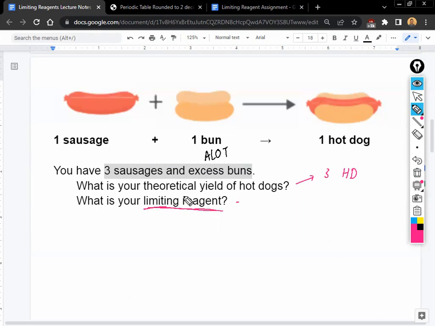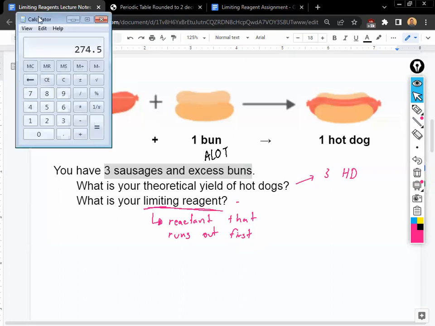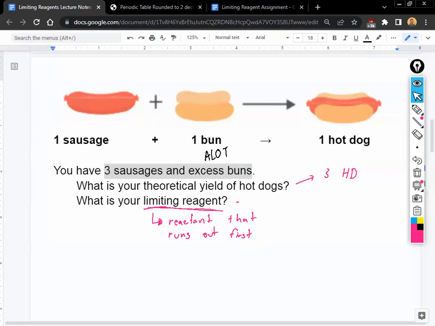So we're going to be talking about what the limiting reagent is. Make sure you write this definition down: limiting reagents are the reactants that run out first. Whatever reactant runs out first is going to be your limiting reagent. As we do our stoichiometry problems, you're going to have to figure out what the limiting reagent is. Make sure you jot that down. We're going to come back to that definition in just a second.